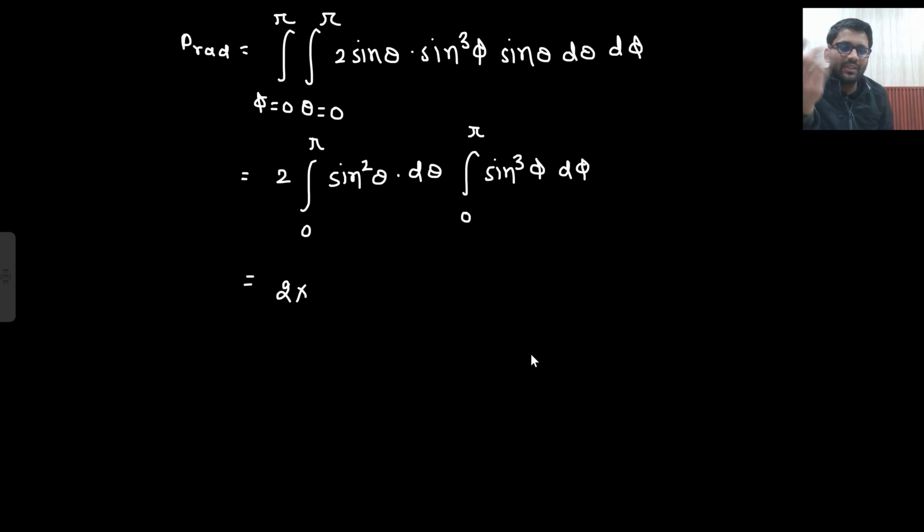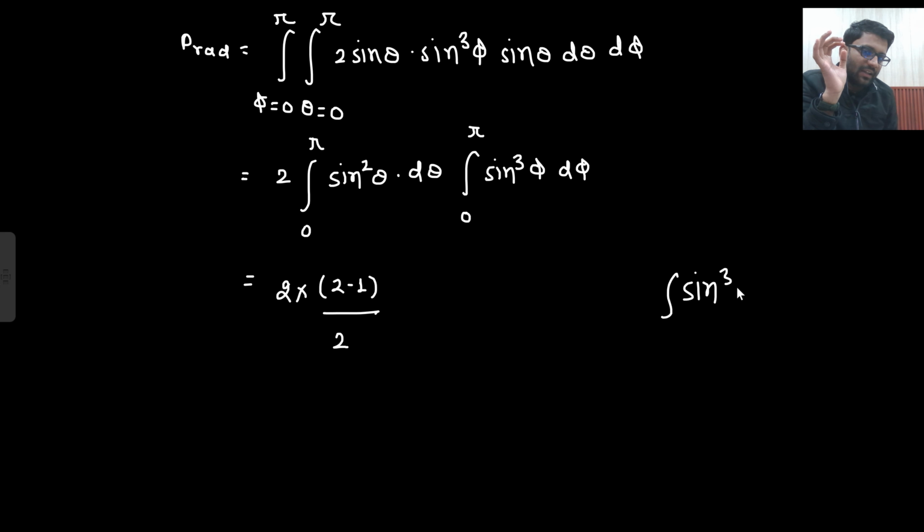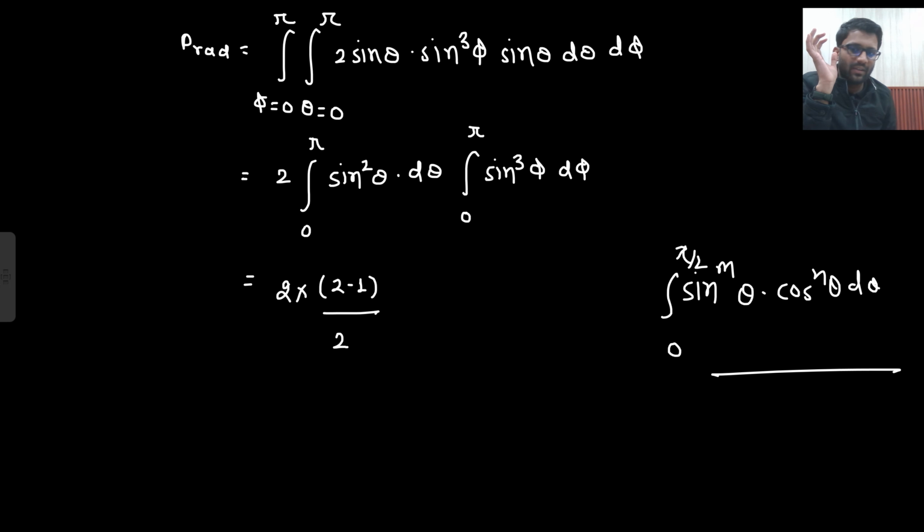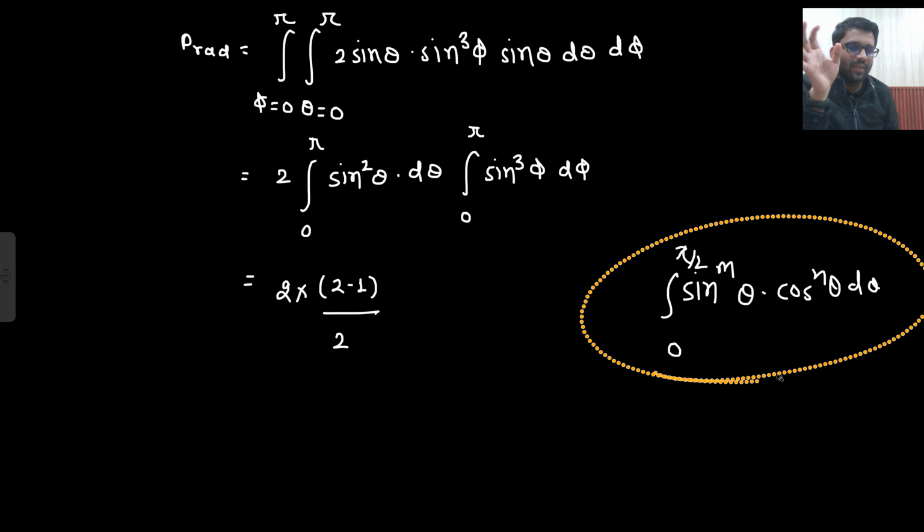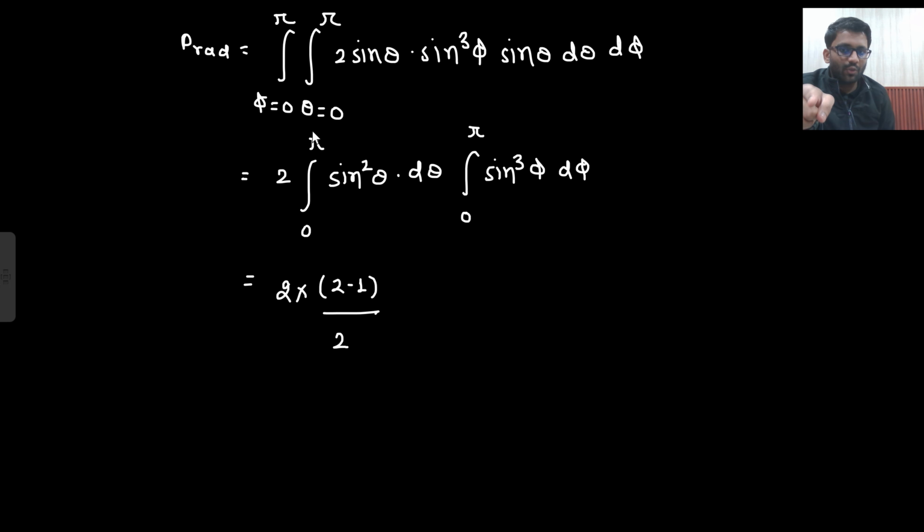You can solve it by simple mathematics or anything, but which formula have I taught you? In the first lecture I told you a mathematical formula. You need to see the term m minus 1, then m minus 3, and so on, divided by n plus m minus 2 and so on, down to 2. I hope you remember this formula for the integral of sin m theta cos n theta d theta. The limit is from 0 to pi by 2, and that formula I am applying. But the limit is from 0 to pi by 2.